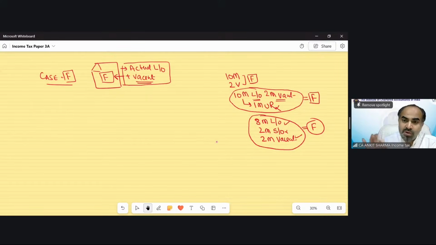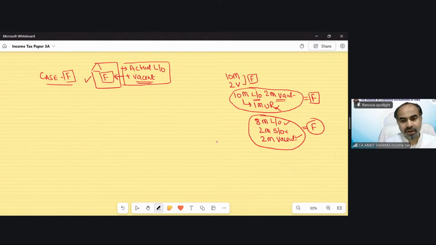If let out and unrealized rent, then case number E is applicable. If let out and self-occupied, case number G is applicable. You will not mix them. But if let out and vacant and unrealized rent, F. Let out, vacant, self-occupied, F. So F will prevail: if there is let out and vacancy, that will override all the cases. The solution needs to be done by case number F.